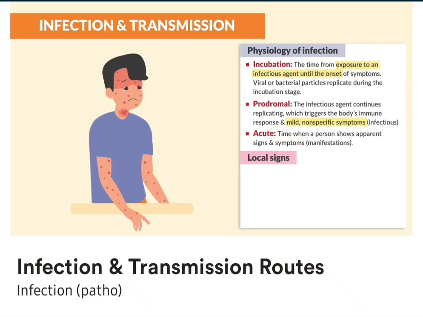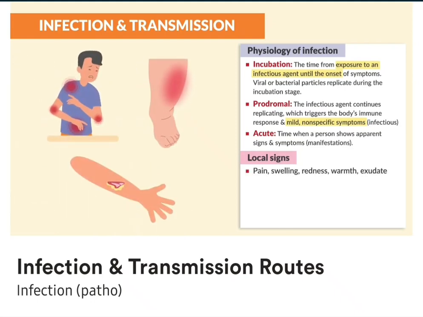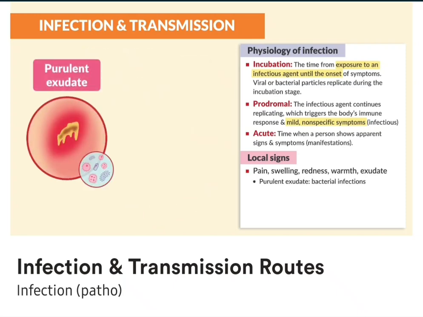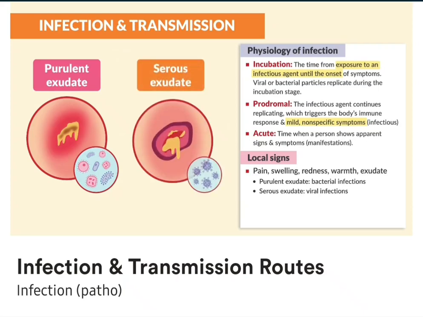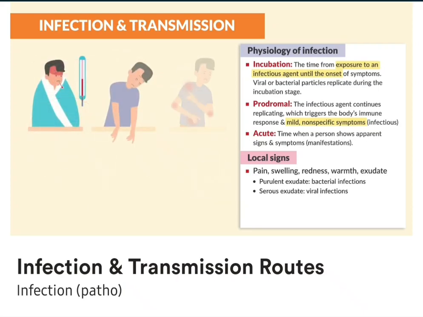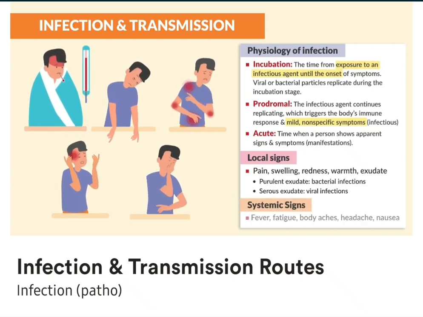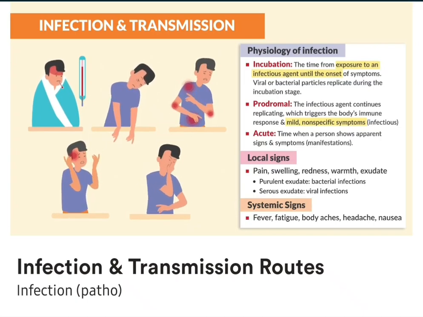Now, for local signs of infection, we see pain, swelling, redness, warmth, and exudates, which is body fluid that oozes out or is discharged from tissues during inflammation. So purulent exudate is from bacterial infections, and serous exudate is typically from viral infections. Now moving on to systemic signs, or total body signs. We see fever, fatigue, body aches, headache, and nausea.